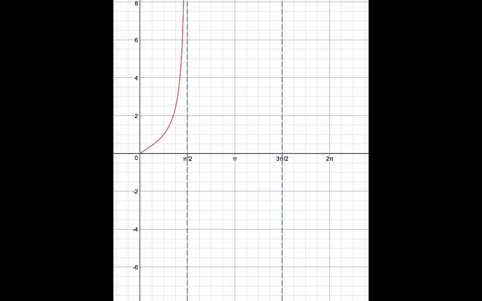Between pi on 2 and 3 pi on 2, we start at negative infinity, we cross the x-axis at pi, and then tend towards infinity the closer we get towards our next asymptote. Finally, in our last period, we start at 3 pi on 2 in the negative infinity range, and then head towards 0 the closer we get towards x equals 2 pi. Notice how this graph cuts the x-axis in 3 points, at 0, pi, and 2 pi.